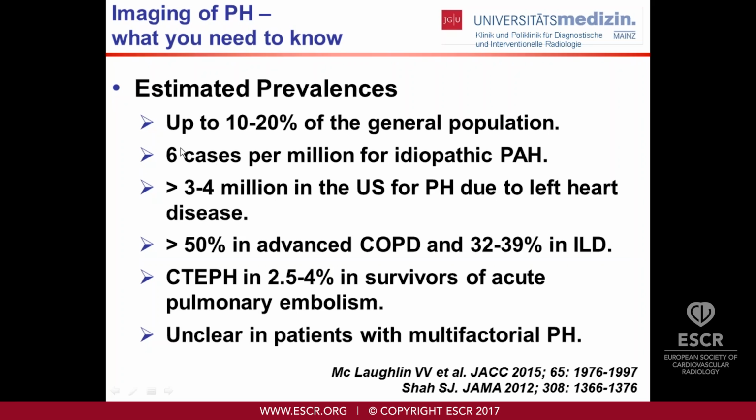If you look at the estimated prevalences, everybody thinks that pulmonary hypertension is a rare disease. And I must confess that in fact this is not the case. Why? Because our population gets older, and I think this is the reason why we can find pulmonary hypertension in up to 10 or 20% of the general population, because with increasing age we have an increasing number of patients suffering from left heart disease. And if you look at the subgroups, it's very clear that, for example, idiopathic pulmonary arterial hypertension is relatively rare.